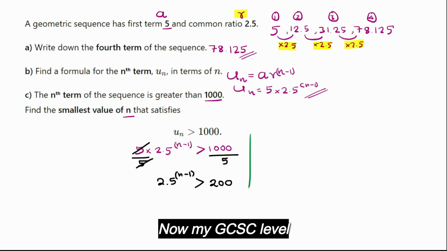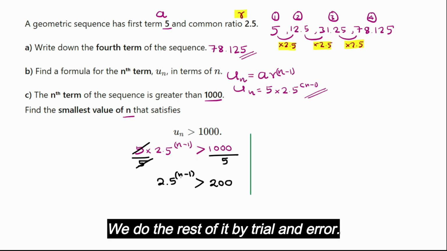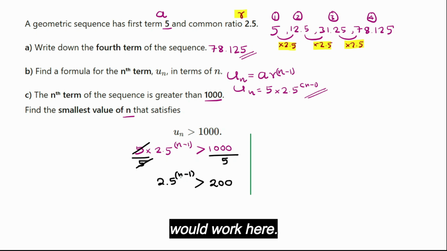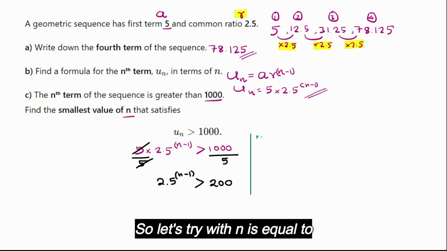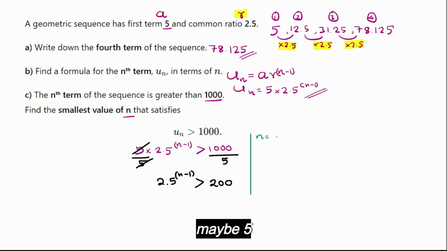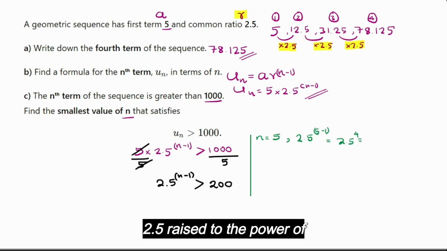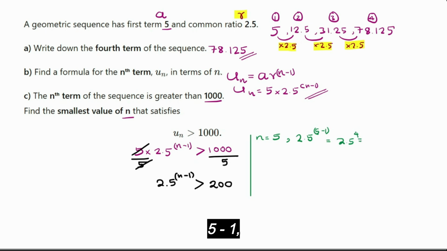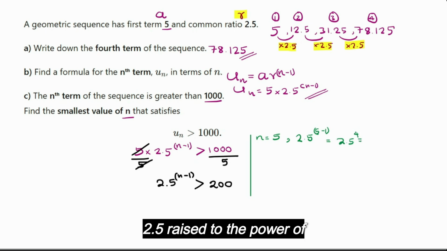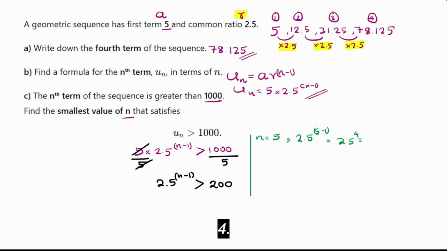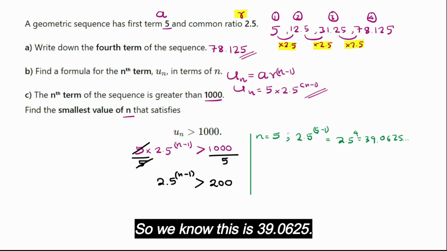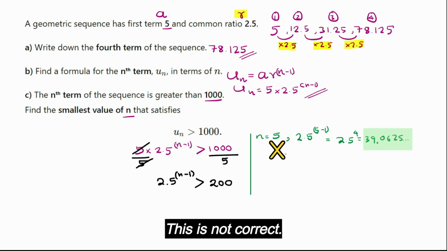Now at GCSE level, for a question like this, we do the rest by trial and error. So we can just try a couple of numbers and see which one works. Let's try n equal to maybe 5. So 2.5 raised to the power of 5 minus 1, which is 2.5 to the power of 4. This is 39.0625. Now that is not more than 200, so this is not correct.